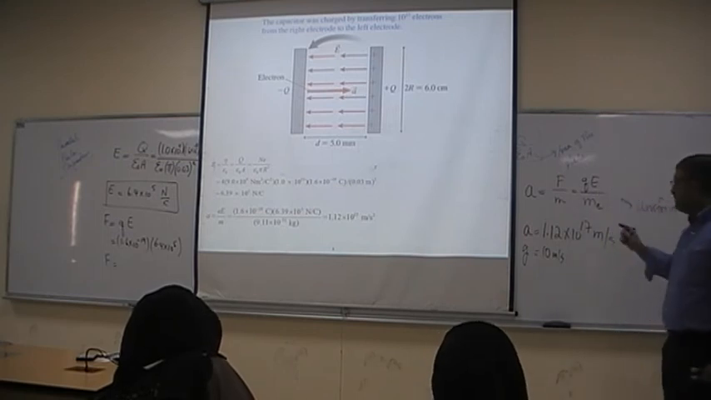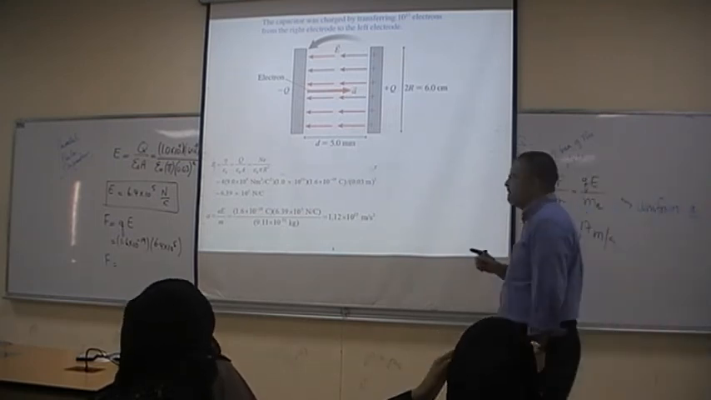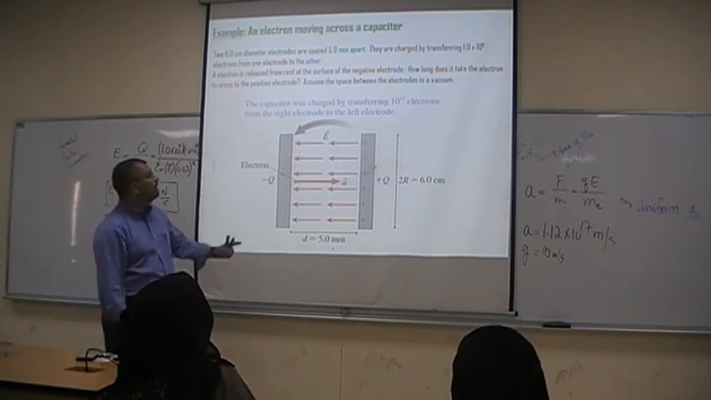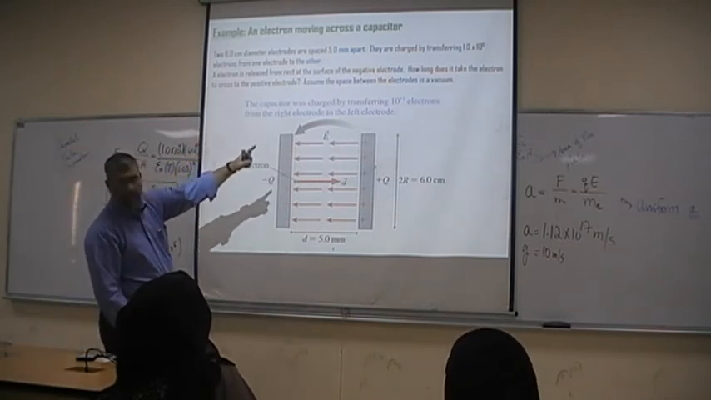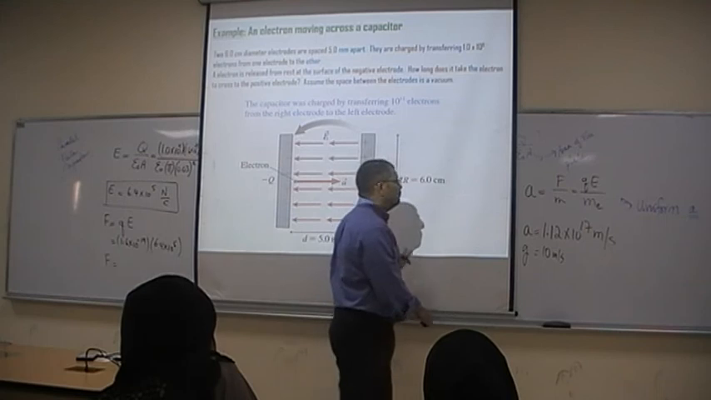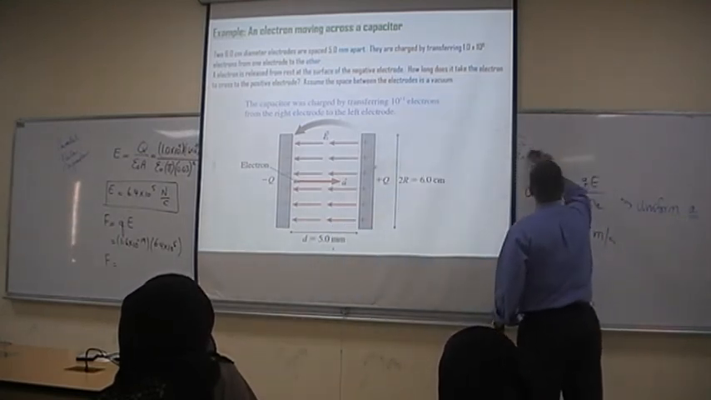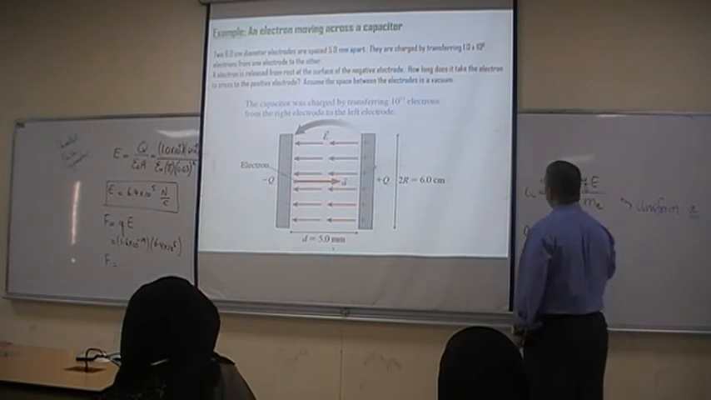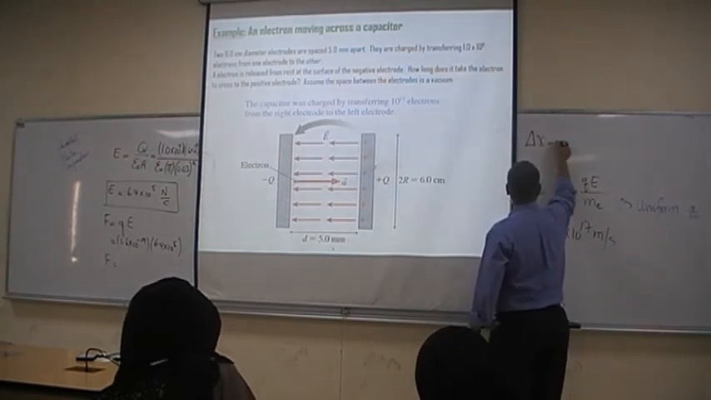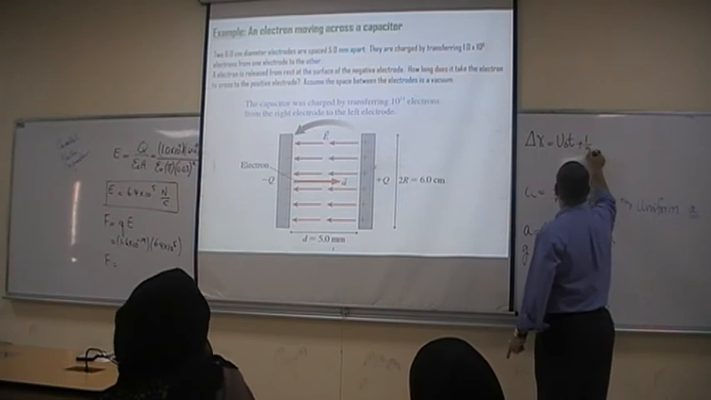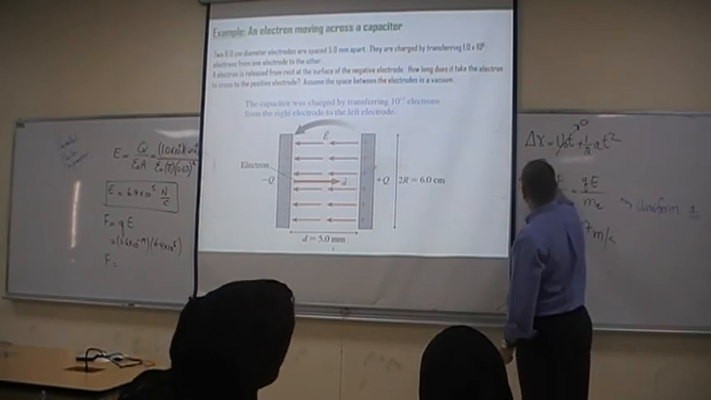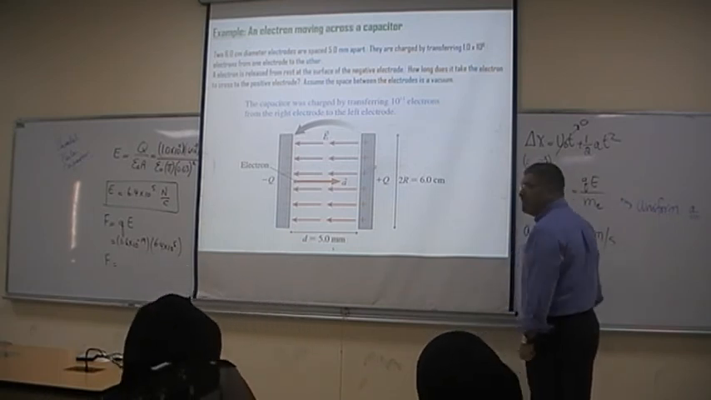Okay, let me finish this and then we can come back to questions. Remember what the question is. He's asking you to find the time taken. How long does it take the electron to cross from the negative plate to the positive plate? That means I need the time. Since I know the separation, I can say delta x is equal to v0 t plus a half a t squared. Well, v0 is 0, and the separation is 5 millimeters, so 5 times 10 to the minus 3 to get it to meters.